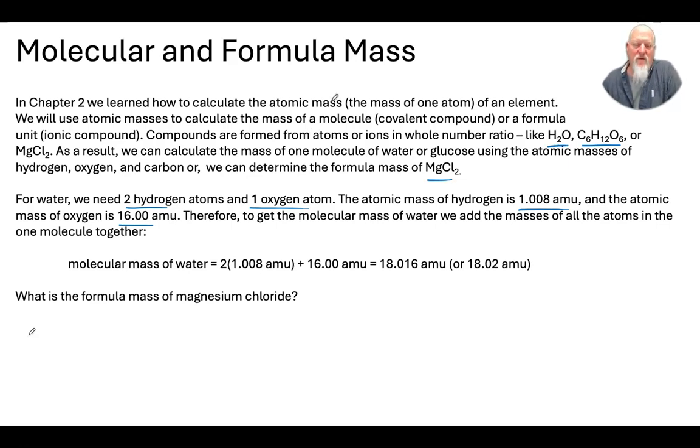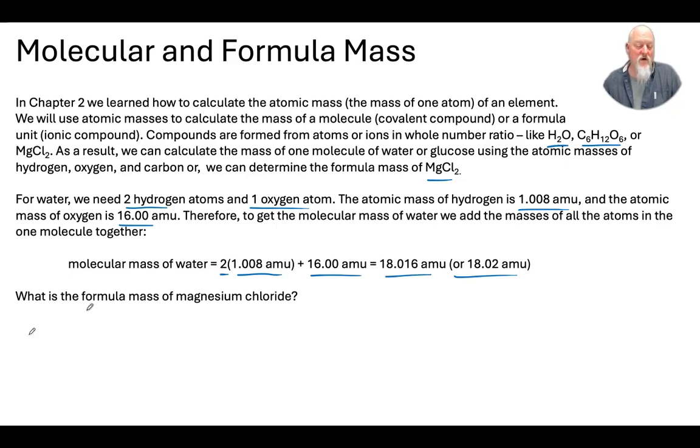Don't worry about that. So in order to get the molecular mass of water, we're going to take 2 times the atomic mass of hydrogen and add the atomic mass of oxygen, because there's only 1 oxygen. And when we do that, we get 16.016 AMU, atomic mass units. Or we can round that to 4 significant figures, 2 after the decimal, as 18.0 AMU.